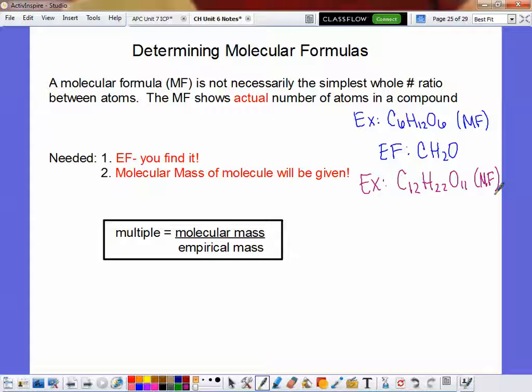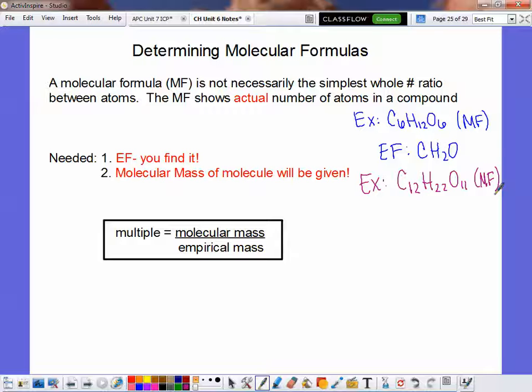C12H22O11 is the molecular formula for, does anyone know what that's called? The more common name for that? It's similar to glucose. Fructose. Not fructose, the other one. Corn syrup. Sucrose. Oh, I thought you said cornose or something like that. Anyway, so this is sucrose. All right, this is sucrose.